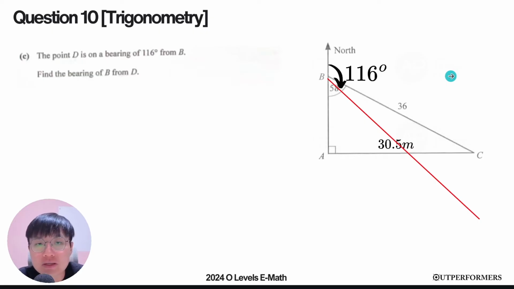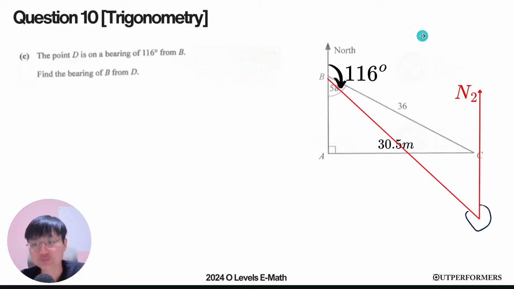Okay, so I can draw another north line over here and name it N2. Why do I want to do it this way? Because D is somewhere over here, right? This is where D is. And the question wants us to find the bearing of B from D. So from D, at the north line, we draw clockwise until it touches the line joining B. So now we're going to ask ourselves, how do we find this angle?